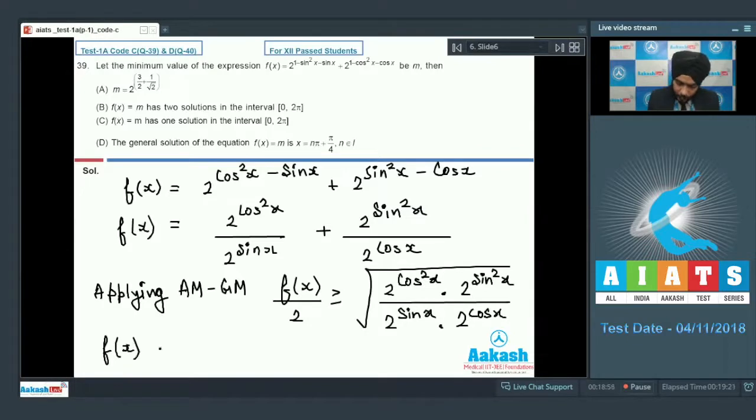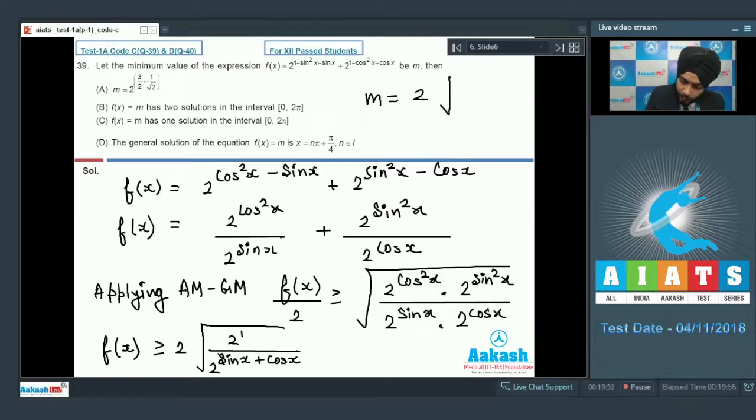f(x) is greater than or equal to 2 times 2 power cos square x plus sin square x, that is 1, so 2 power 1, upon 2 power sin x plus cos x. Students, I need to find the minimum value. Here is the key. f(x) will be minimum when the denominator is maximum. sin x plus cos x takes the maximum value root 2. The value of m will come out to be 2 under root of 2 upon 2 raised to the power root 2. Okay. This is 2 into root 2.